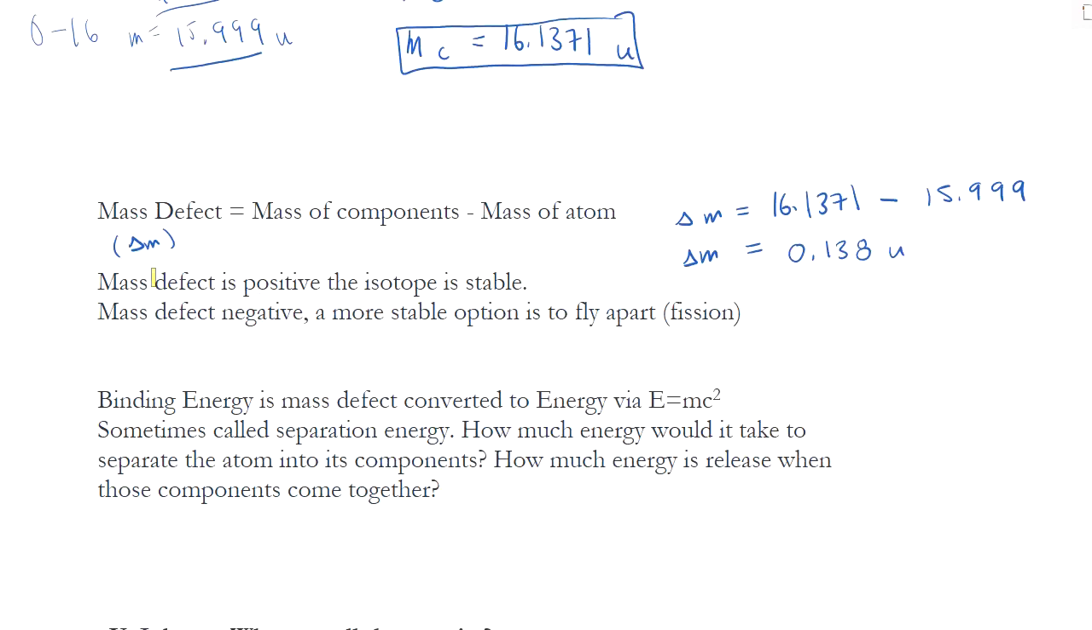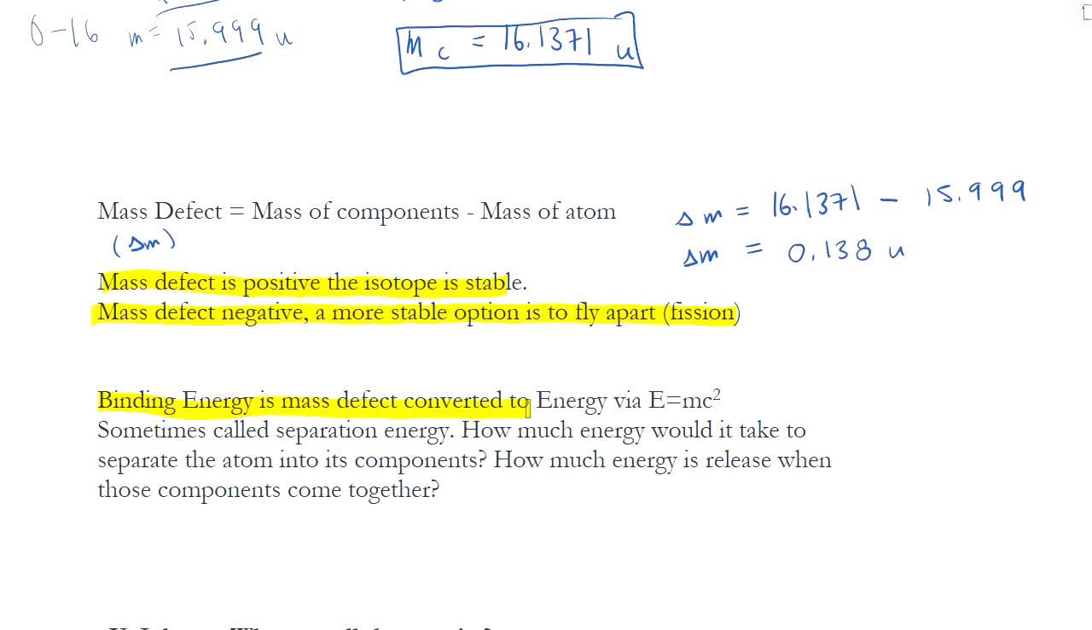Summarizing it like this: mass defect is positive if your isotope is stable. Mass defect is negative when a more stable option would be to just fly apart. They have less energy if they're apart from each other. Interesting. Okay, related is the binding energy.